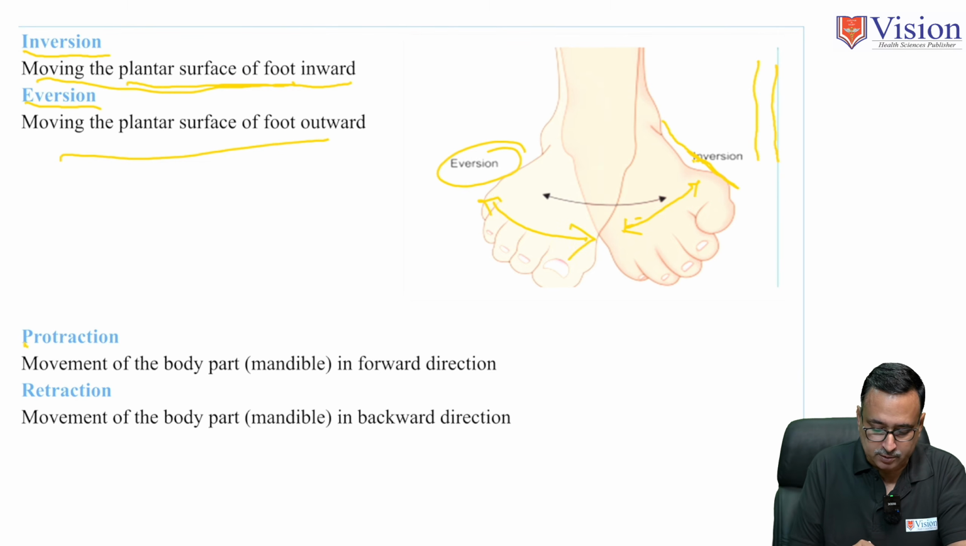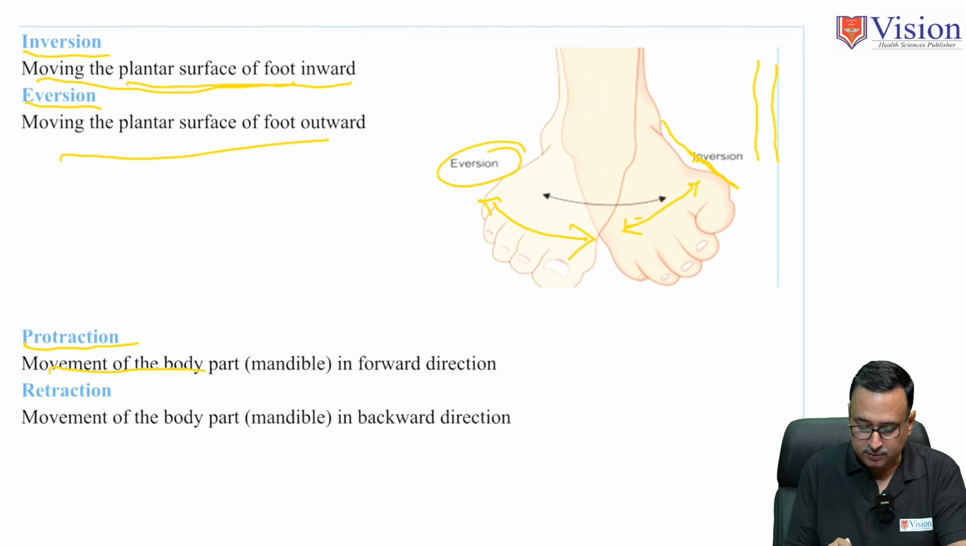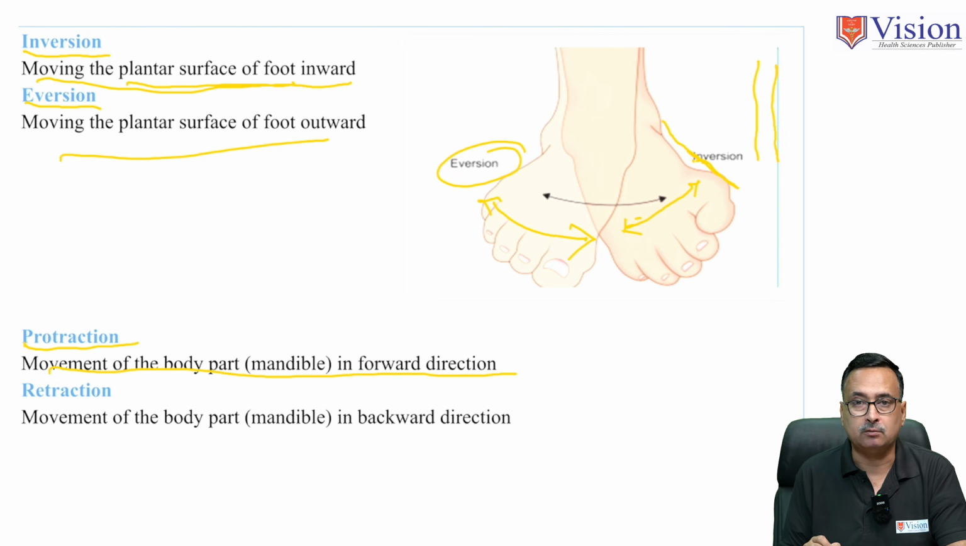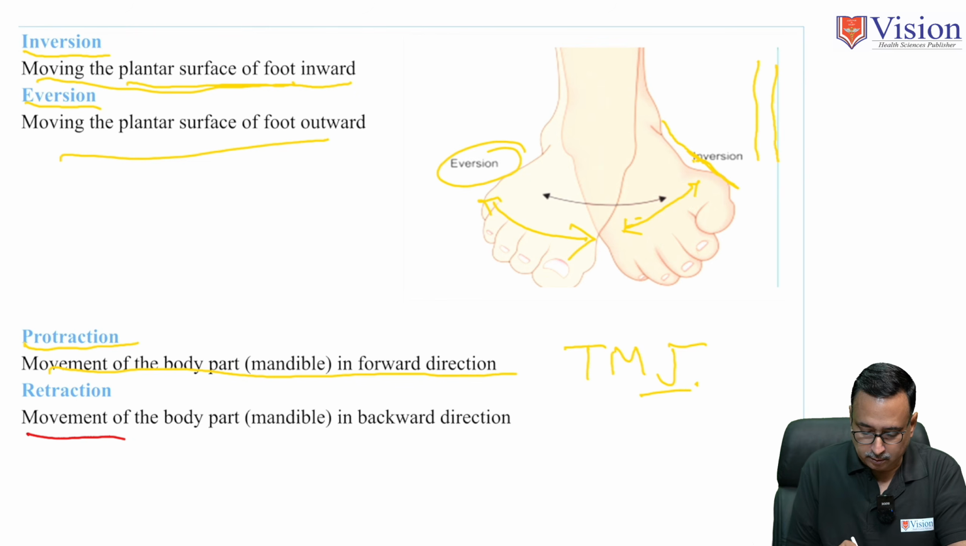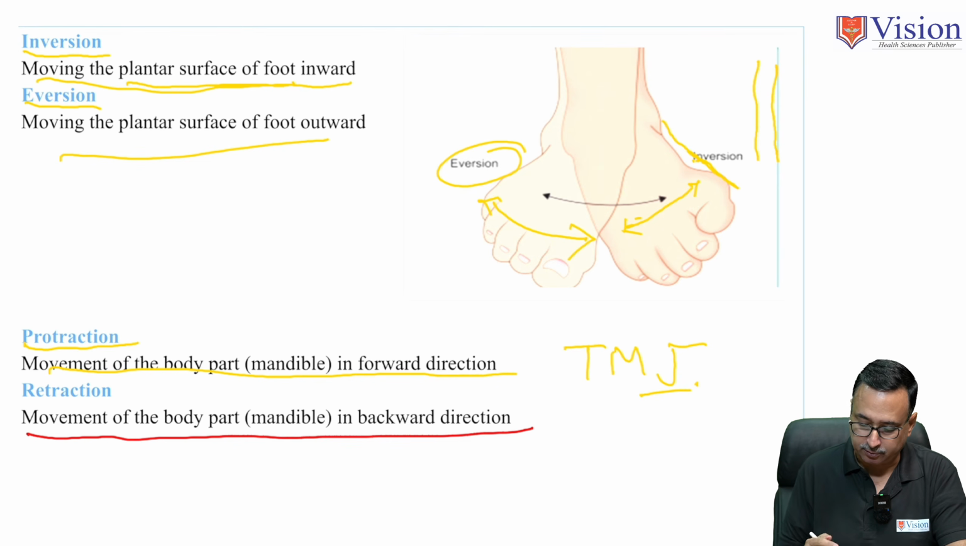So another movement is protraction. Protraction refers to the movement of the mandible. In this movement, the mandible comes in a forward direction, outwardly placed, because the mandible moves around the TMJ joint. So during retraction, the mandible moves in a posterior, backward direction.